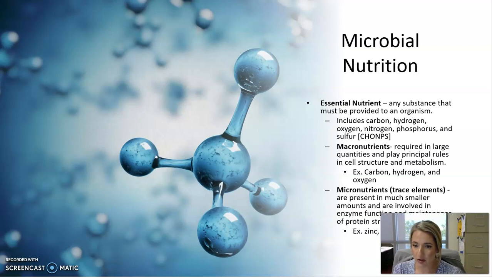Micronutrients are required in much smaller quantities. If a cell only needs a specific nutrient to run one enzymatic reaction that's not continuously used all the time within the cell, it would need a small concentration of that specific nutrient, such as zinc or nickel. So micronutrients are required in much smaller amounts within the cell.